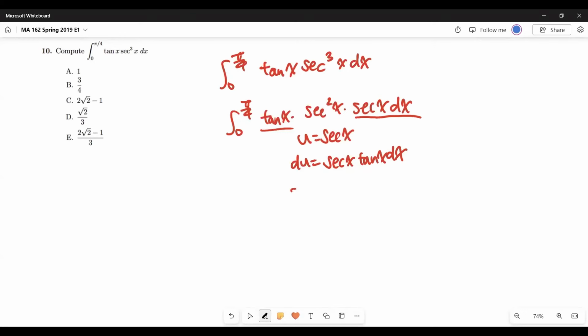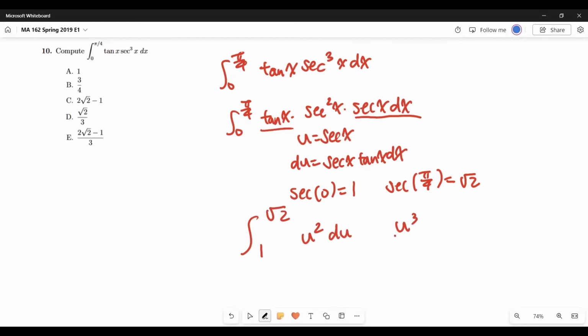secant 0, which is 1, and secant pi over 4, which becomes square root of 2. So now that you have those, you can write it as the integral from 1 to square root of 2 of u squared du. This becomes u cubed over 3, from 1 to square root of 2. If you do the integration, you get 2 square root of 2 over 3 minus 1 over 3. So this is just E. So the answer for this question is E.